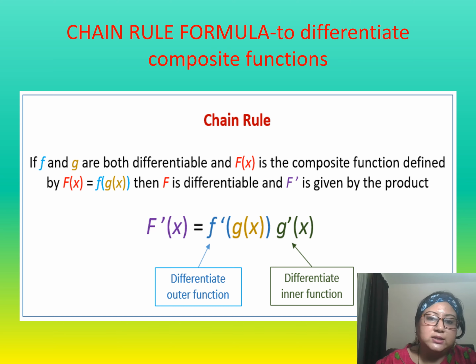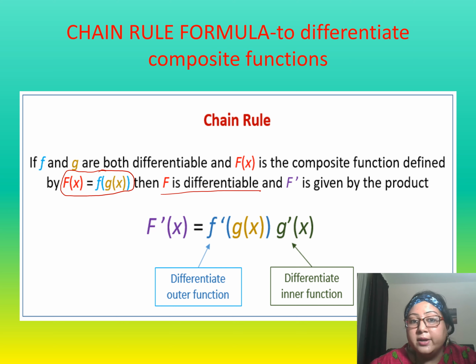So now let's see this rule and understand it more. So the rule says that if you have a composite function, capital F of x, which is made up of two other functions, small f and small g, then it is a differentiable function, provided the two functions which it is made up of are differentiable. That's an important condition. Only then it is going to be differentiable, and then the derivative you can find using the chain rule, which is given by this product.